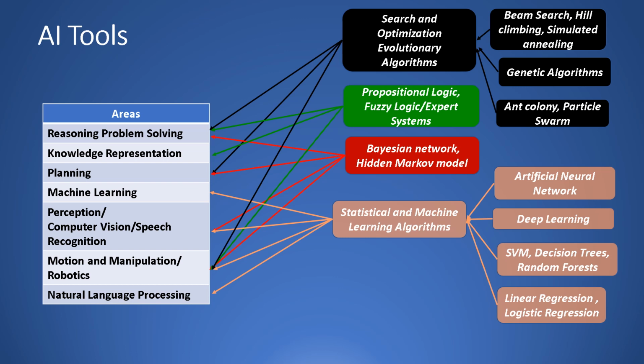Now, if you look at the statistical and machine learning algorithms, under that you have various traditional algorithms like linear regression, logistic regression, SVMs, decision trees, random forest. You also have the newer fields of deep learning and artificial neural network. Artificial neural network is a very simplistic representation of the neurons present in the human brain. So when you have multiple layers of an artificial neural network, you have a deep neural network from which the field of deep learning emerged.